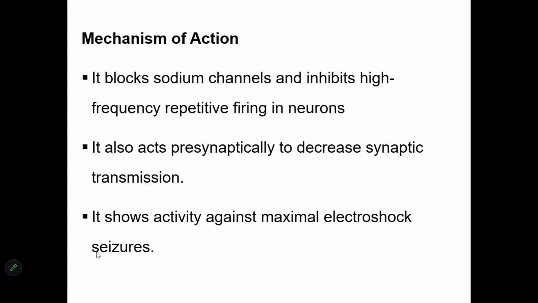Its mechanism of action is similar to that of phenytoin because it blocks the sodium channels and inhibits high-frequency repetitive firing associated with instability of the cell membrane, and therefore the distribution of the cations. It also has some limited presynaptic activity, which decreases neuronal transmission. So this has everything to do with GABA accumulation and also an effect on the catecholamines.